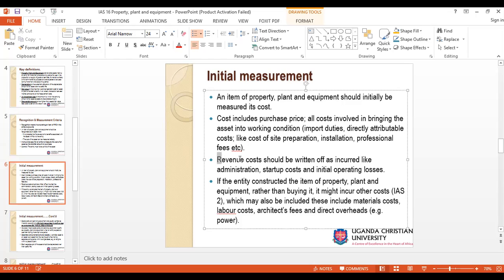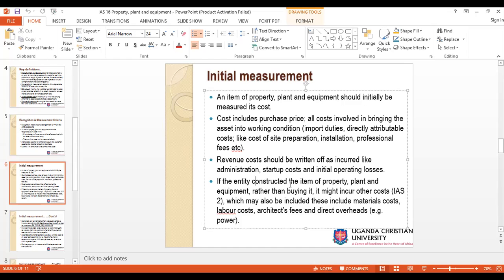You may have such costs like revenue costs. Revenue costs are not supposed to be capitalized or added to the purchase. These should be written off as incurred to profit and loss. So any revenue cost should be written off as operating expenses, for example administration and startup costs, and any initial operating losses. These should be written off to profit and loss.